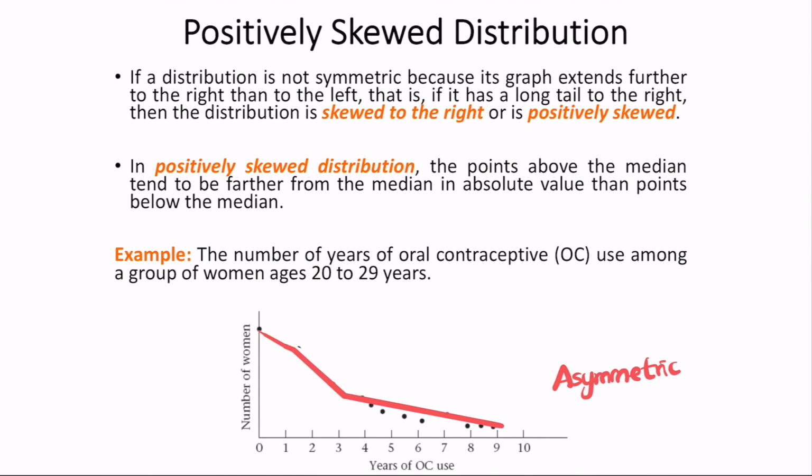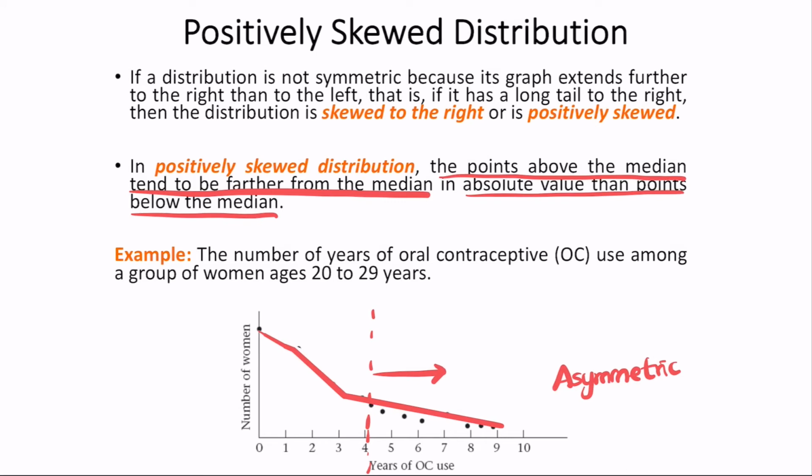In a positively skewed distribution, the points that are above the median tend to be farther from the median in absolute value than the points below the median. For example, let's consider that the median here is somewhere right here. If the points above the median are much farther from the values than the ones below the median, we call this a positively skewed distribution. So you have values that are leaning to the left of the graph.